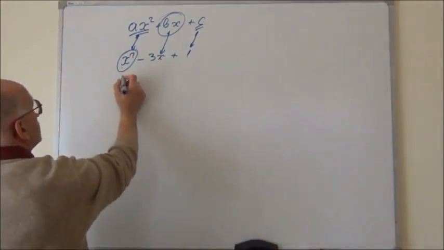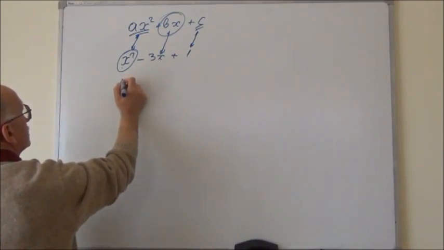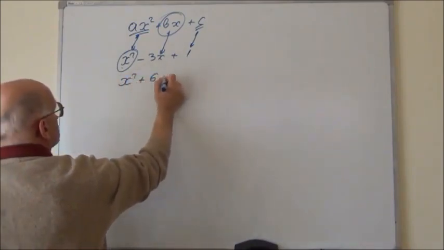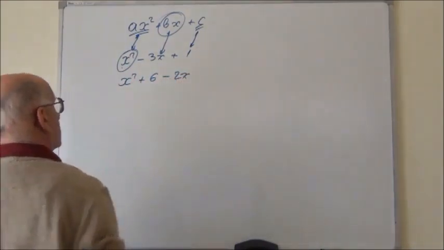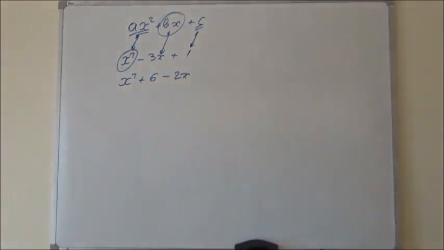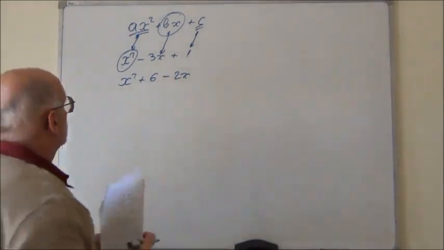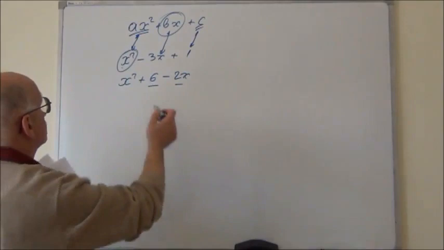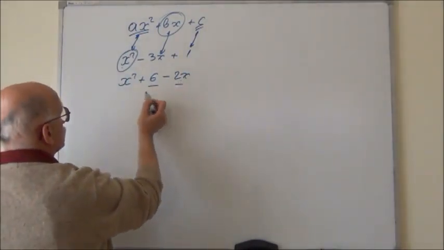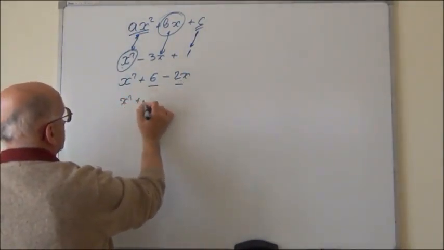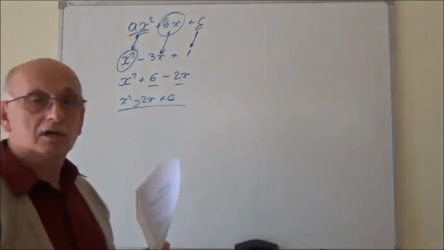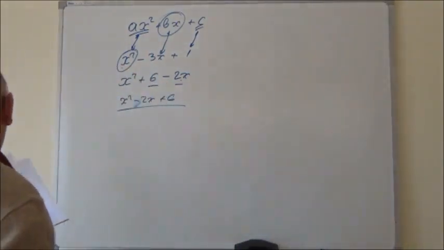But let's say we have an expression like x squared plus 6 minus 2x. Is this expression in standard form or not? Of course it's not, because those two terms swap their positions. So this one should be here, right, and now we have the expression in standard form.